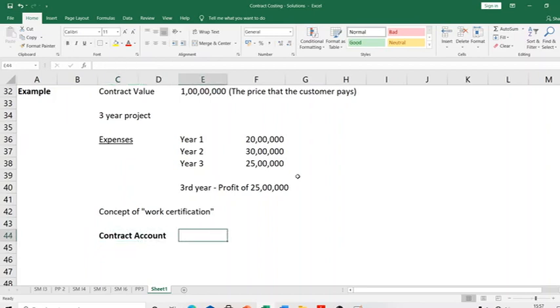This is like a process account. In process costing, for every process, if you had 3 processes, you would say process 1 account, process 2 account, process 3 account. Since there it was continuous processes, the output of process 1 becomes input of process 2, output of process 2 becomes input of process 3. But here you look at one contract independently. If a construction company is doing 3 projects for 3 customers, it may have customer 1 contract account, customer 2 contract account, customer 3 contract account.